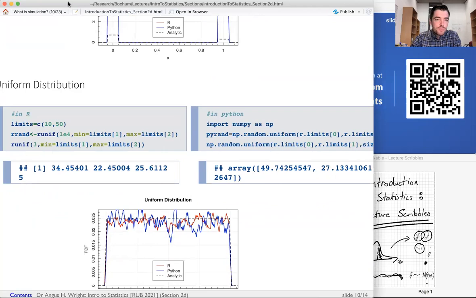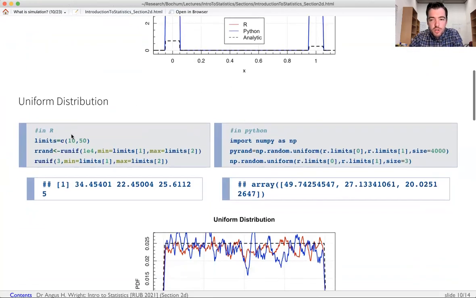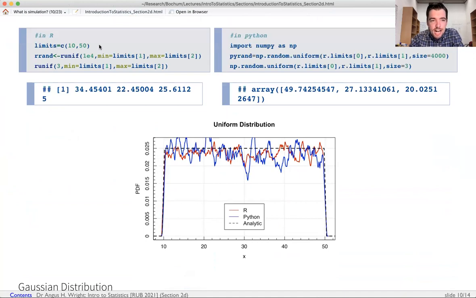We can play the exact same game for bunches of other distributions. So here, I'm going to expand this just for a minute. Here we have the uniform distribution where we've done exactly the same game. I've specified the limits of my uniform distribution to be 10 to 50. I've then generated 1,000 observations of that and 4,000 observations over here. And we end up with this probability distribution here, where you can see I've got the analytic distribution as the black dashed line and the distribution from R and Python as the blue and red respectively.